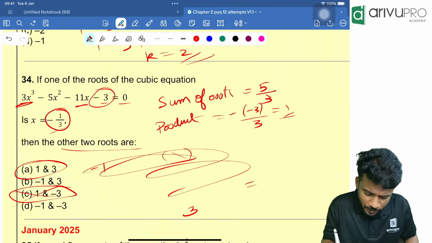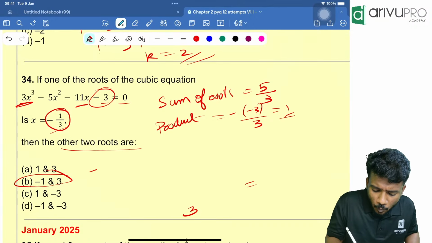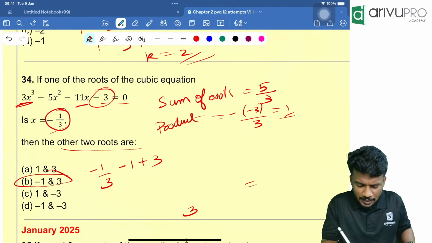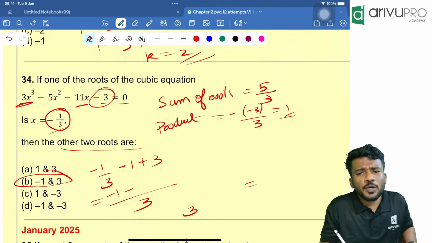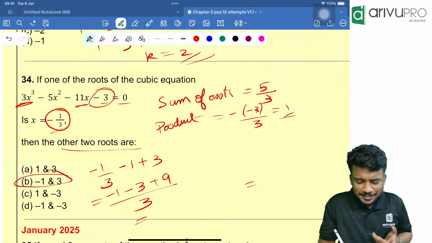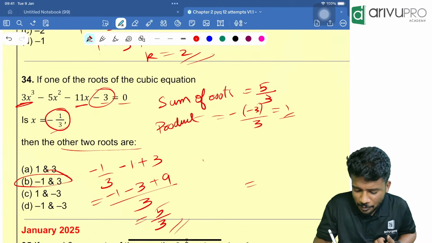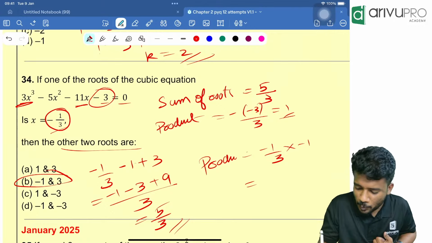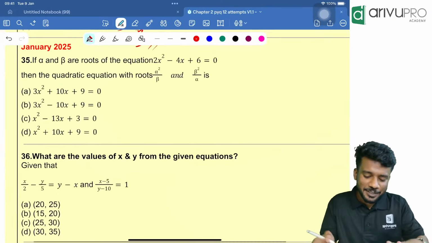Looking at that, option A or option B should be the answer. Try option B. That means minus 1 by 3 minus 1 then plus 3. Now take the LCM, which is equal to minus 1, then denominator is 3. Minus 1 into 3 is minus 3. Then 3 into 3 is 9. So 9 minus 4 is 5. That is 5 by 3. Product is nothing but 1 minus 1 by 3 into minus 1 into 3. 3, 3 cancel. Answer is 1. So option B. Right.